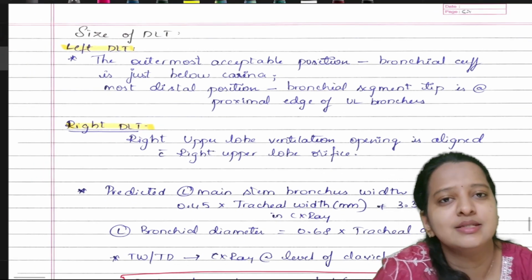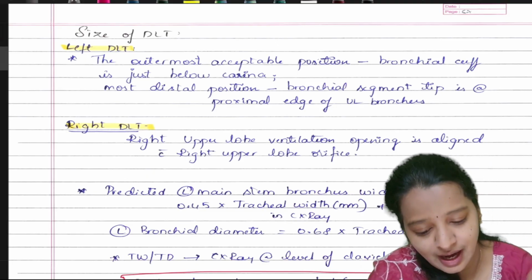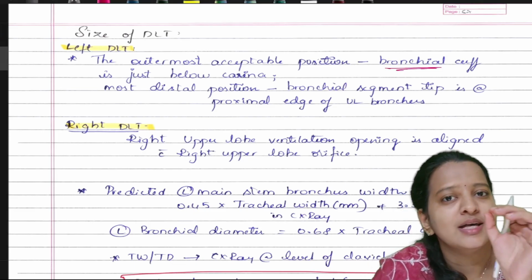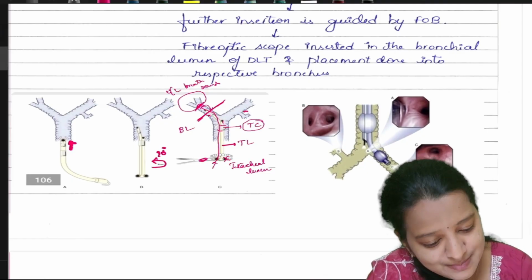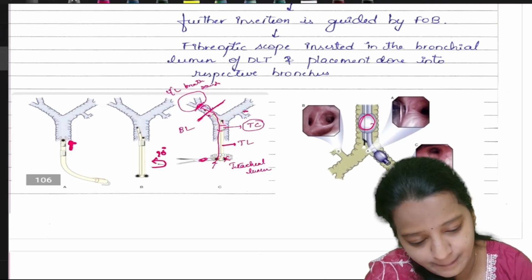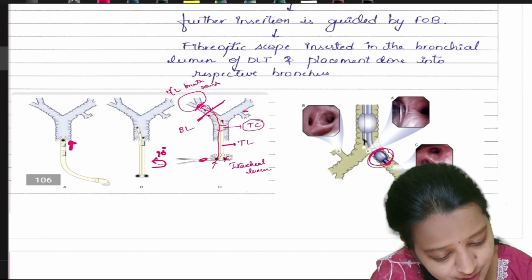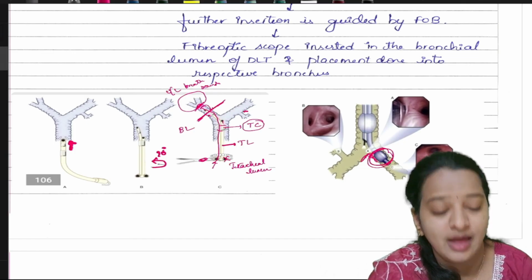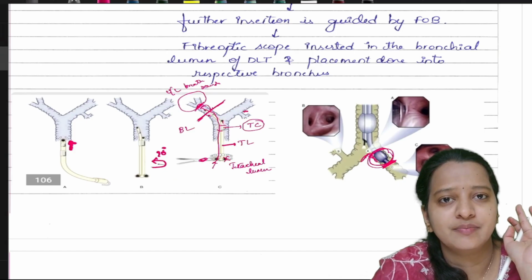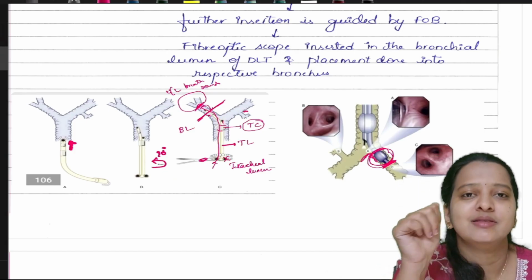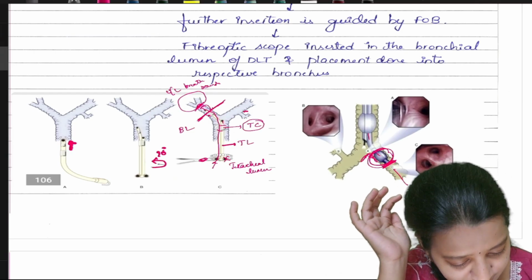Size of the DLT selection we have seen according to the numbers, and the placement should be in such a way that the bronchial cuff is just below the carina. See, this bronchial cuff should cross the carina, and this tip should be above the upper lobe bronchus. Okay. First, we have seen that the bronchial cuff should cross the carina. So I have inserted this till here.